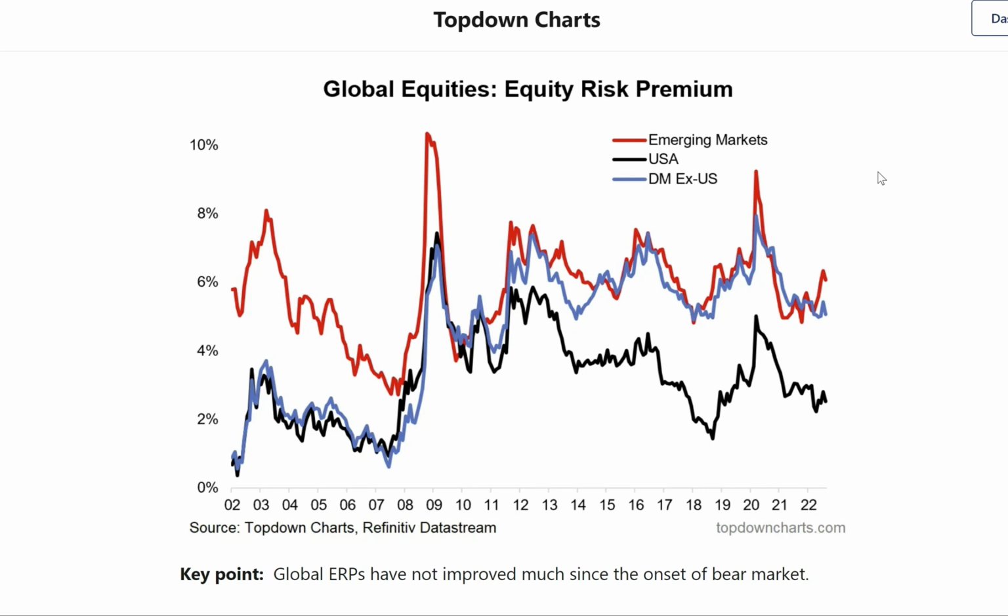So the key point there is global equity risk premiums have not improved much since the onset of the bear market, which in other words means that there's probably still some ways to go yet before all of this is over.